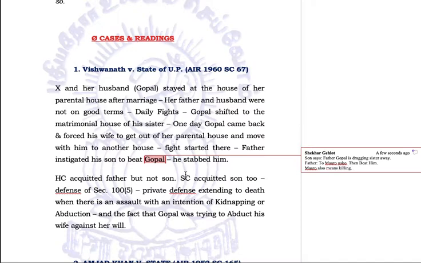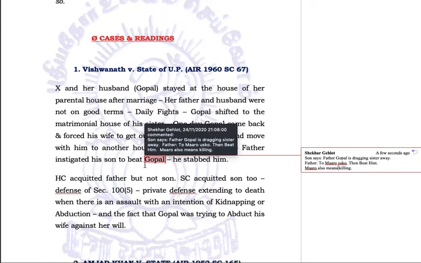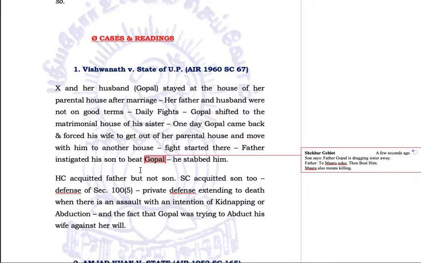Okay. Then in such a case, this brother, X's brother, had a knife with him, and he stabbed Gopal in the chest. Suddenly, he took out a knife and stabbed Gopal in the chest, and Gopal dies at the spot. High Court acquitted the father but not the son. High Court said the father is not guilty but the son is guilty. Supreme Court acquitted the son too. Supreme Court said even the son is not guilty because he has a right to private defense extending to death when there is an assault with intention of kidnapping or abduction.